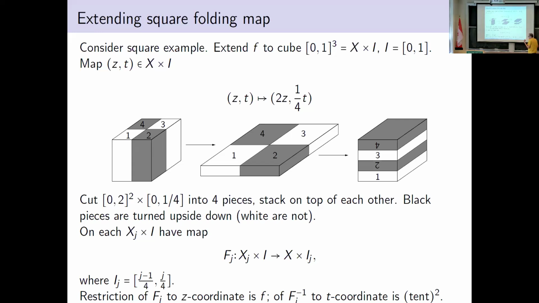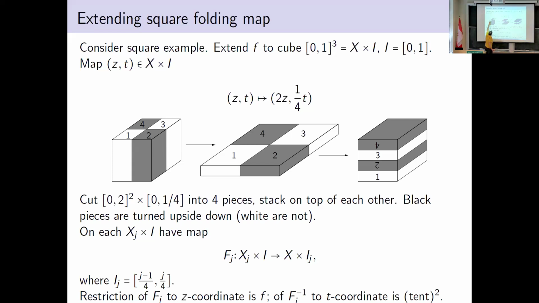So instead of having a thickness that's very thin, let's just say the thickness is 1. I take the product of the square with a unit interval, and I get the cube, which you have here. Now I am expanding in the z direction by a factor of 2, and contracting in the t direction by a factor of 4. Then I chop these things up and stack them on top of each other, and the stacking is exactly what I have here: my 4 little squares. Instead of the thickness being some epsilon, it was 1 and I contracted it by 4, so now the thickness is 1/4, and I get the cube again. And so this is my map.